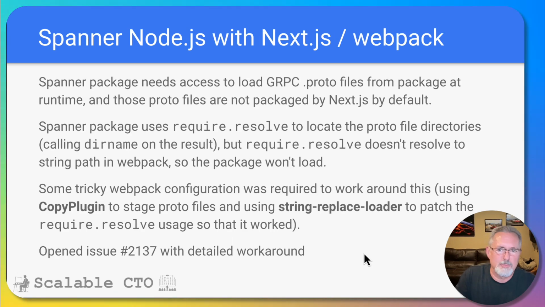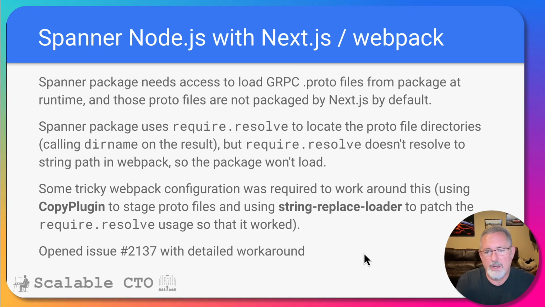There's also some issues with Spanner and Next.js and Webpack. So if you're using Next.js or anything that does Webpack, there's a couple of issues that I think are sort of broken in Spanner that I was able to work around. But what happens with Spanner and some other Google libraries that use the GAX library to talk gRPC, if you don't know what these acronyms are, don't worry about it.